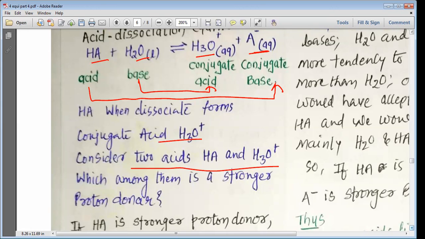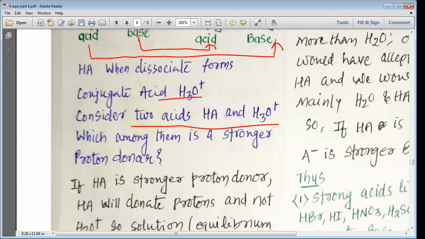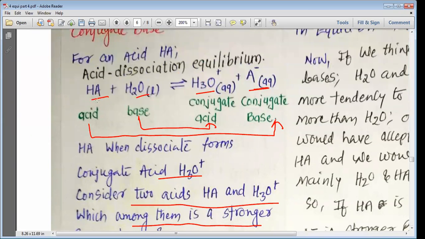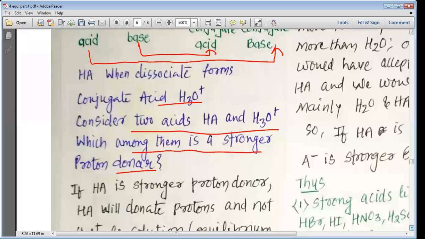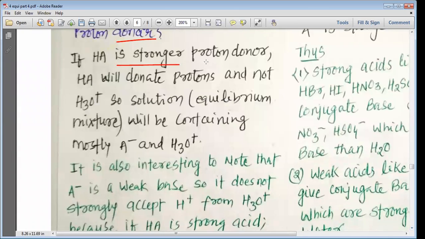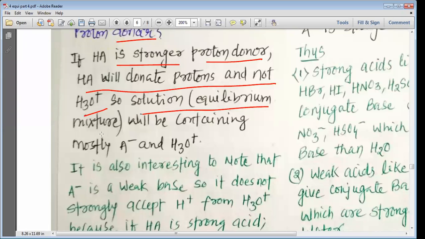Consider two acids, HA and H3O plus. Now we need to study these two acids. Which among these two is a stronger proton donor? You have seen that HA has donated H plus and produced the H3O plus ions. That is why we can say that HA is a stronger acid as compared to H3O plus, and that is why H3O plus is comparatively a weak acid as compared to HA. If HA is the stronger proton donor, HA will donate protons and not H3O plus. So the equilibrium mixture will contain mostly the A minus ion and H plus.